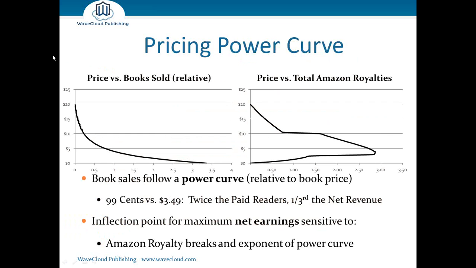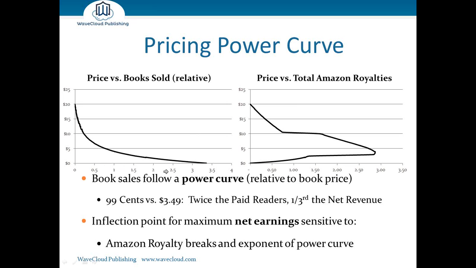When I talked about the pricing power curve before, this is going to get a little bit technical, but this is essentially a comparison of how book demand for ebooks works relative to how you might price your book. If you've got a nonfiction ebook and you price it at $20, you might sell 1 copy, because readers aren't used to paying $20 for ebooks. But as you lower the price, you'll sell more and more books.